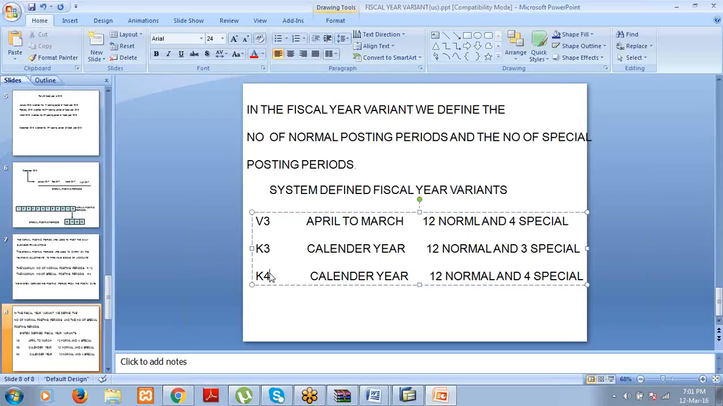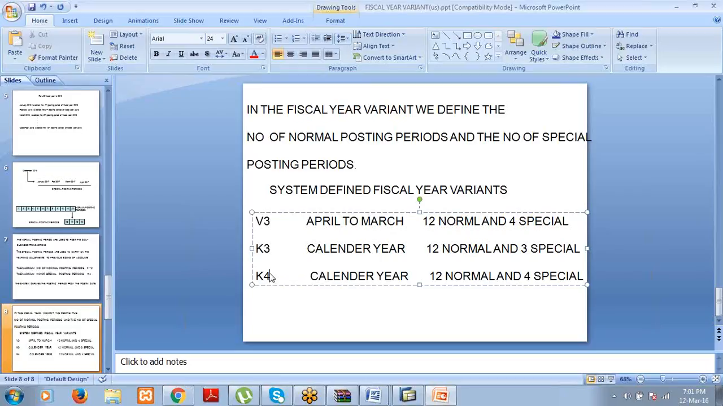In the system, all the fiscal year variants, according to the requirements of almost all the countries in the world, have already been defined. But if necessary, we can also define our own fiscal year variant. How to define our own fiscal year variant? I will tell you after some classes.